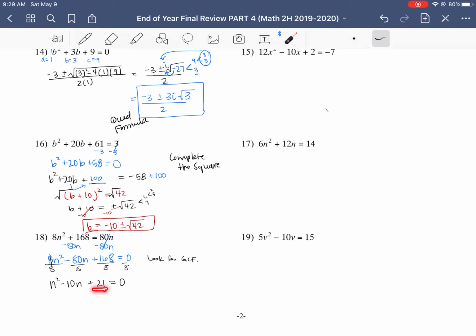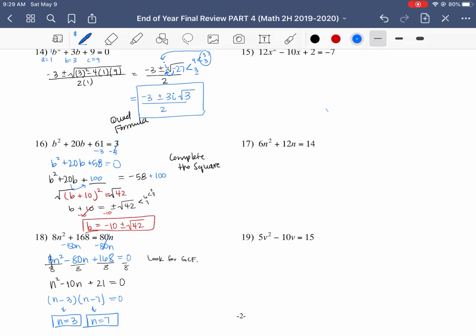If we look at 21, things that multiply to 21 that add or combine to give us 10. So 1 and 21 definitely doesn't work, but if we look at 3 and 7, those are both negative, that would give us that negative 10. So we could go ahead and write this as n minus 3 and n minus 7. Okay, and then again we're solving, so n is either a positive 3 from this piece or n is a positive 7.